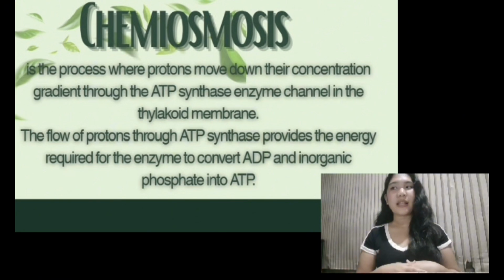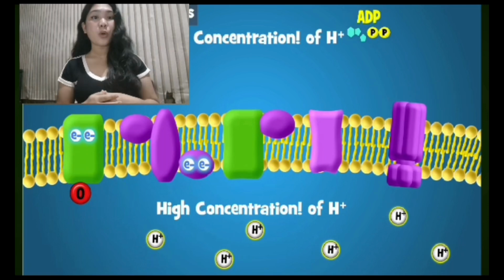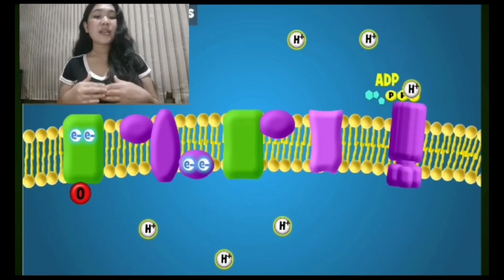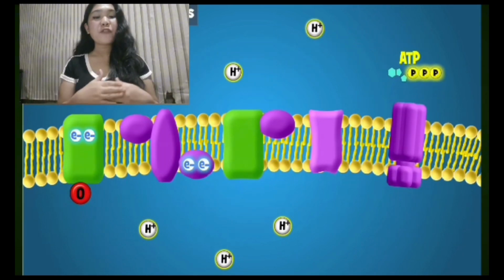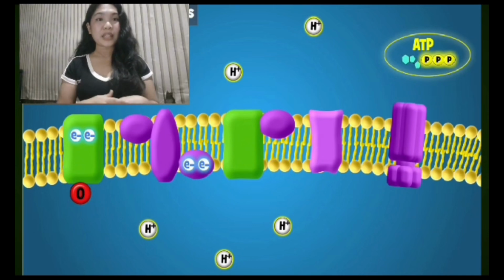To further elaborate on this, let me read this to you. It is the process where protons move down their concentration gradient through the ATP synthase enzyme channel in the thylakoid membrane. The flow of protons through ATP synthase provides the energy required for the enzyme to convert ADP and inorganic phosphate into ATP. As those hydrogen ions flow through that enzyme, this protein will rotate in such a way that it combines ADP and phosphate to make ATP, which is a key product of the light-dependent reaction.